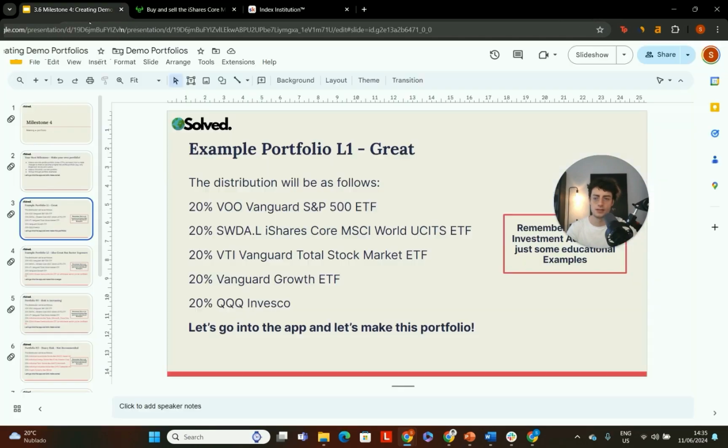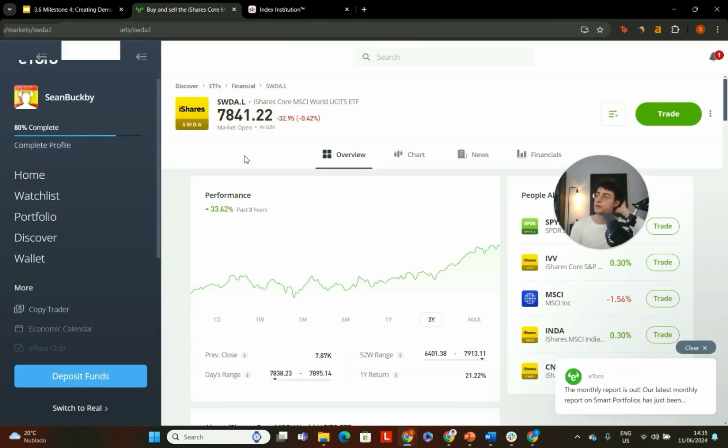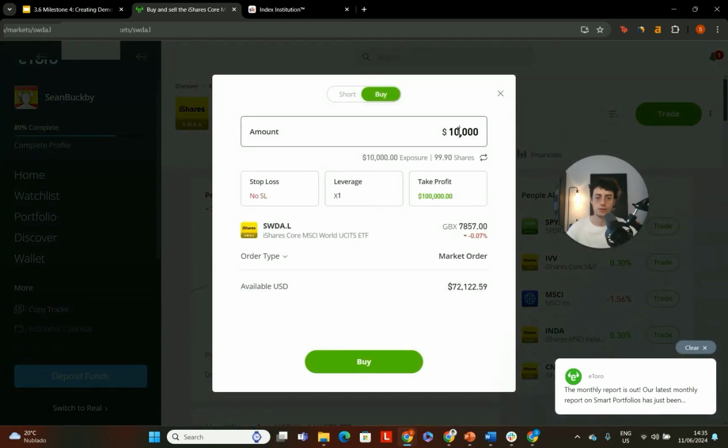Remember, all of these things that I'm mentioning here, when you do your own research of what are the best index funds to buy and what markets they're about, you can always research a little bit what these are about. And you'll be able to find more of these ETFs in the Discover section. But anyways, we'll move forward.